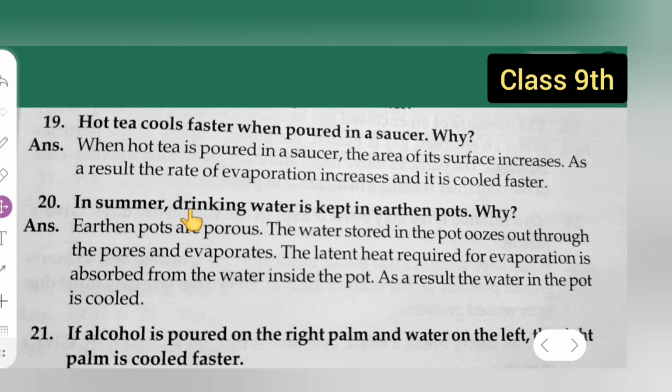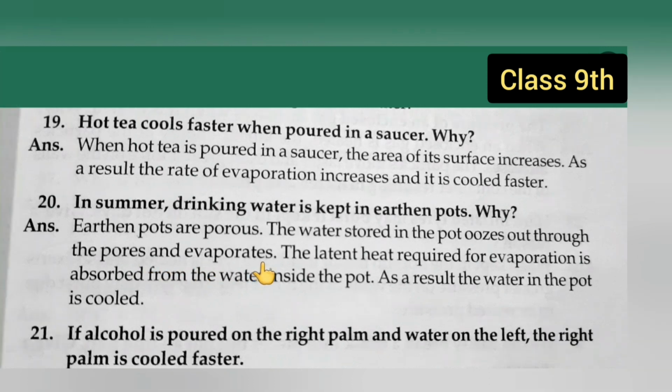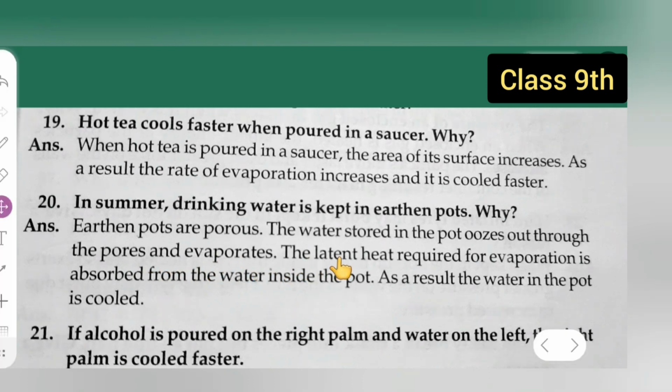Next question is, in summer drinking water is kept in earthen pots. Why? Earthen pots are porous. The water stored in the pot oozes out through the pores and evaporates. The latent heat required for evaporation is absorbed from the water inside the pot. As a result, the water in the pot is cooled.